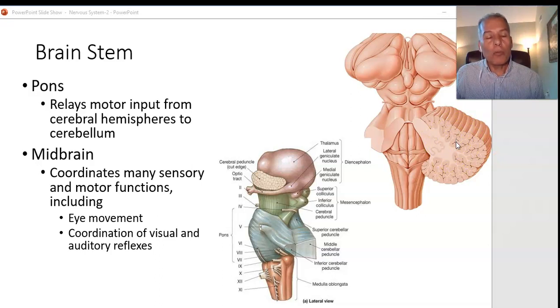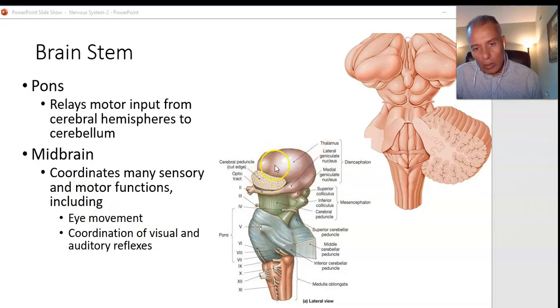Please do not confuse cerebrum with cerebellum. So that is one of the major functions. Then in terms of the midbrain, these are the pathways here that go up.